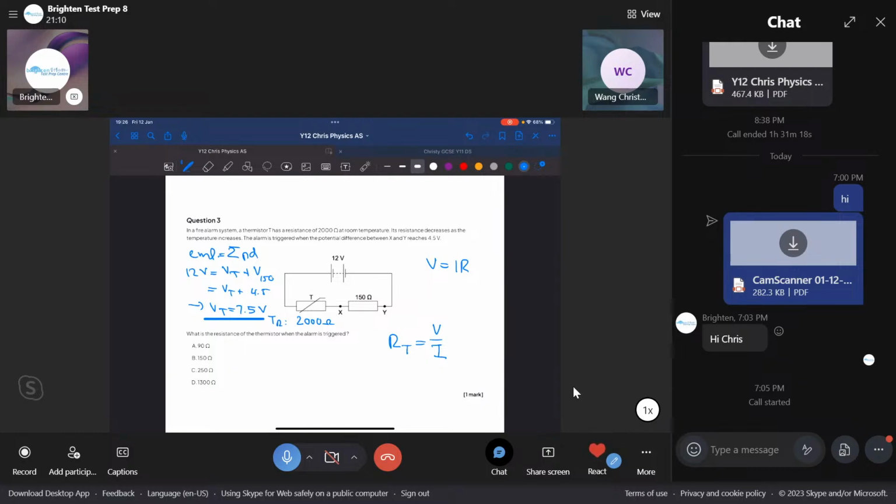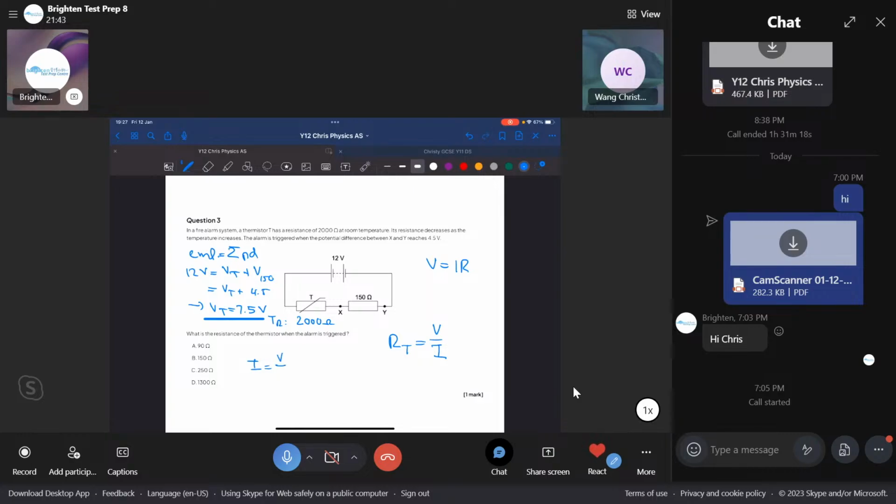And why? So you say V over I should be the same for both. So by both, I mean here and here, or no. What is the same for both? Well, you may say it's a ratio actually, but what is the same for both? The current, right? Exactly. Current is the same, right? So current is the same because it's a series circuit.